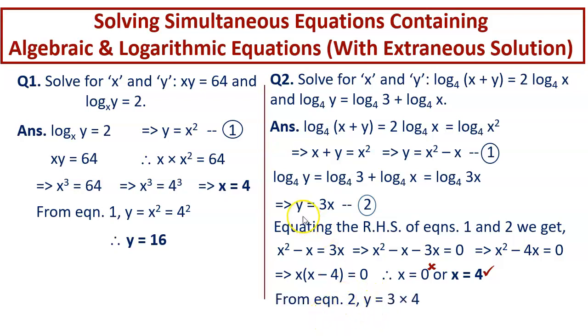I have chosen equation number 2. You can take equation number 1 as well. I think no one will be taking equation number 1 but it's very easy. 4 square is 16, 16 minus 4 is 12. It's not a difficult calculation. If we choose equation number 2, it becomes y equals 3 times 4, which is equal to 12. So our answers are x equals 4 and y equals 12. These are the values of x and y for our question number 2.